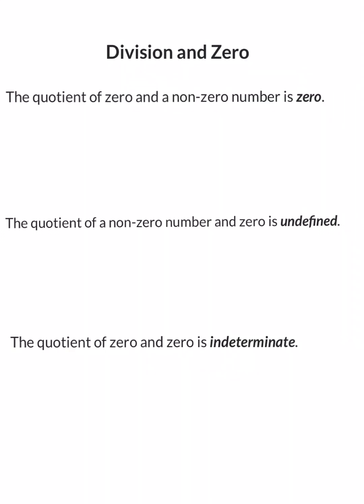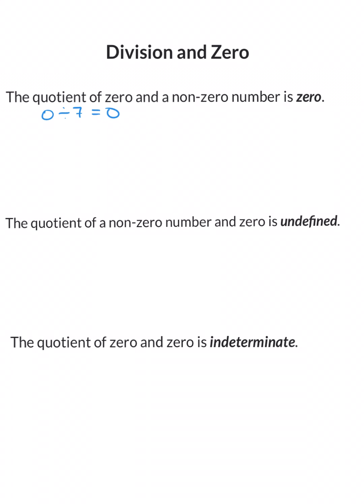The next thing we want to look at is division and zero. For division and zero, we have 3 possibilities. The first 2 are the only ones that you need to know for this course. The first one is the quotient of 0 and a non-zero number is 0. So, for instance, 0 divided by 7 is 0. 7 can be any number except 0.